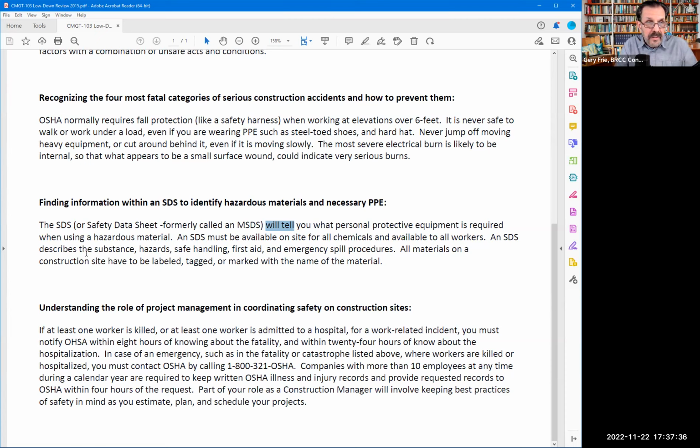So let's see. The first sentence says a safety data sheet, formerly called an MSDS, will tell you what personal protective equipment is required. That's just one of many things that are there, but I want you to know where you find that. When using a hazardous material, that's going to be in section 8.